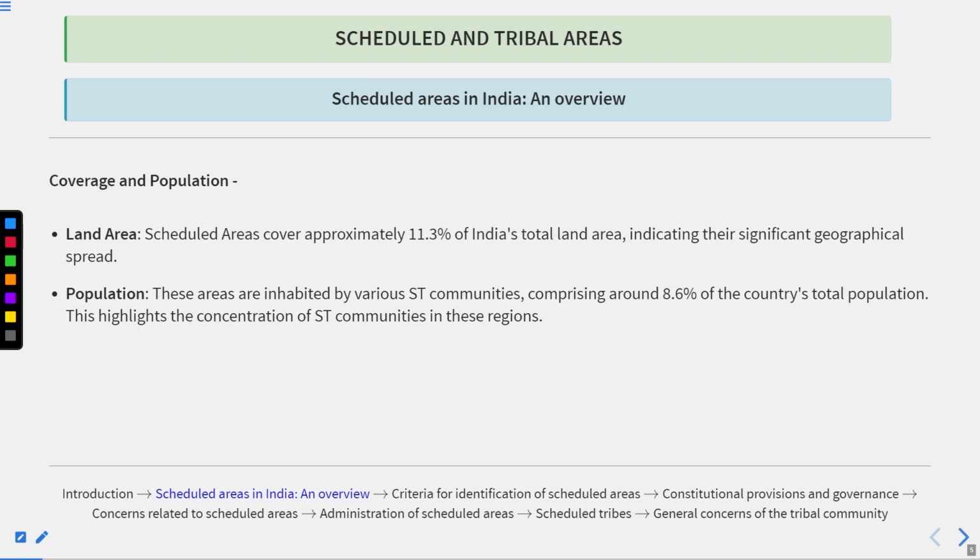After this, if we talk about the coverage and the population: what is the significant coverage and population the tribals have in this country? That is also important from the examination point of view, and also important in order to understand the concept of schedule and tribal areas.